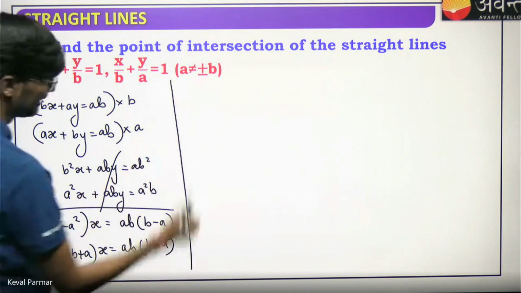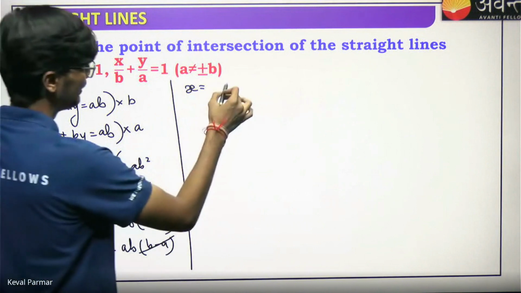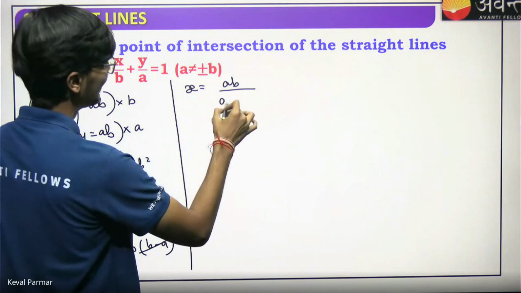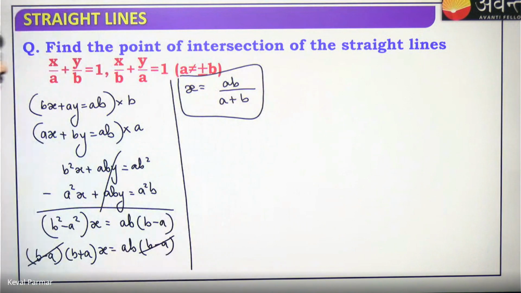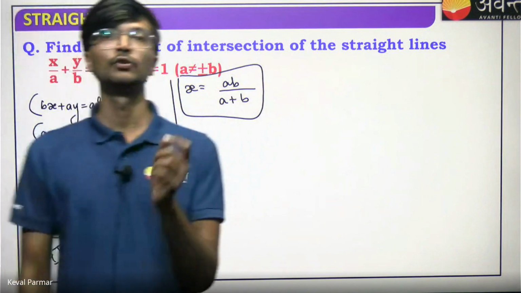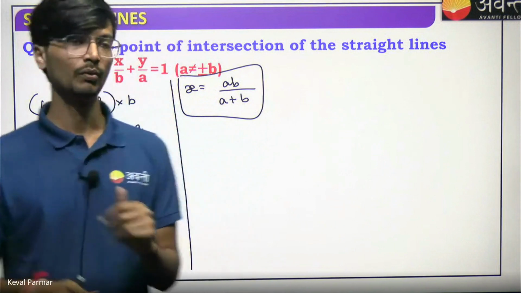So finally, I'll get the value of x, which is ab upon a plus b. So this is the x coordinate of the point of intersection. Now let's similarly find the y coordinate.